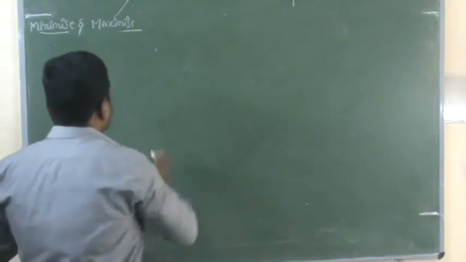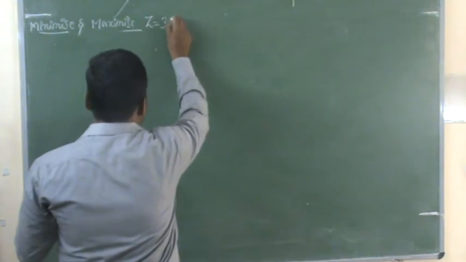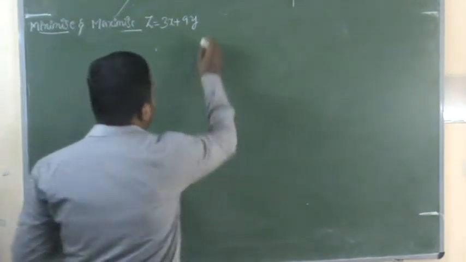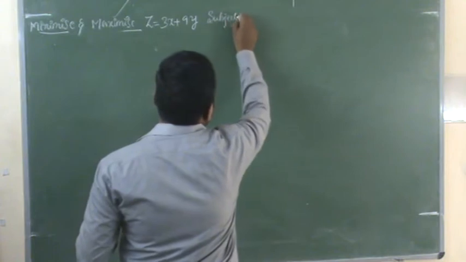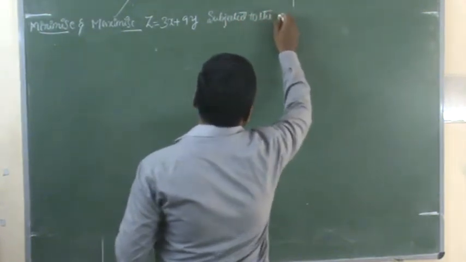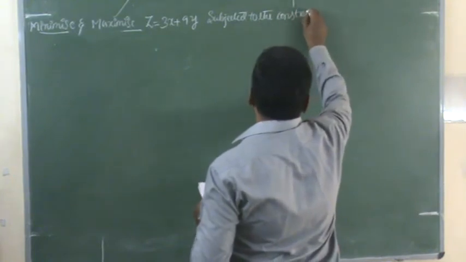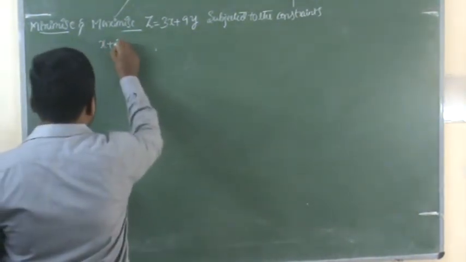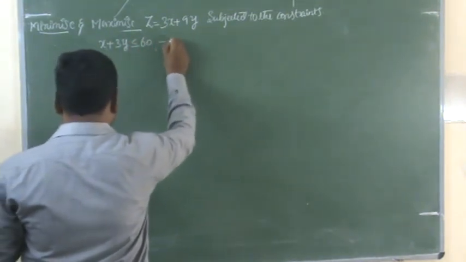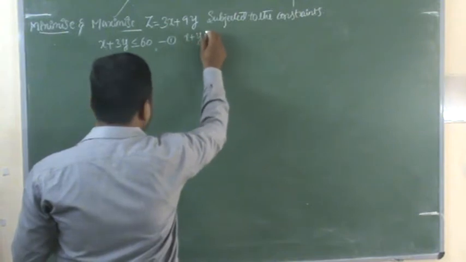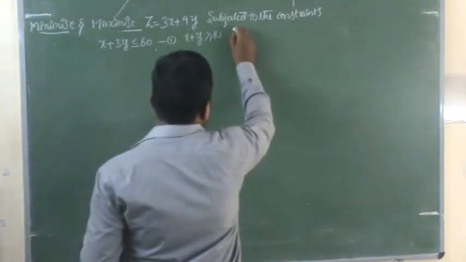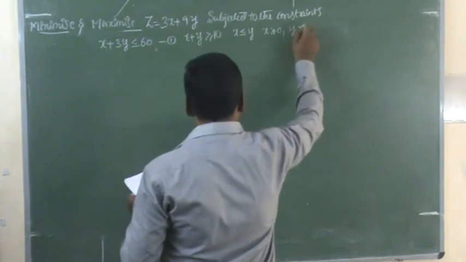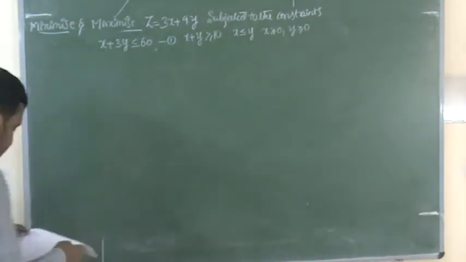Minimize and maximize z is equal to 3x plus 9y, subject to the constraints: x plus 3y less than or equal to 60, and x plus y greater than or equal to 10, x is less than or equal to y, and x is greater than or equal to 0 and y is greater than or equal to 0.